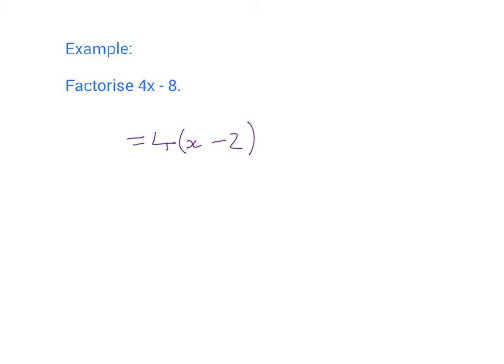And we can always check that we've done it right by expanding our bracket back out. So we've got 4 times (x minus 2), and we can expand this out. We can say, okay, 4 times x is 4x. 4 times minus 2 is minus 8.